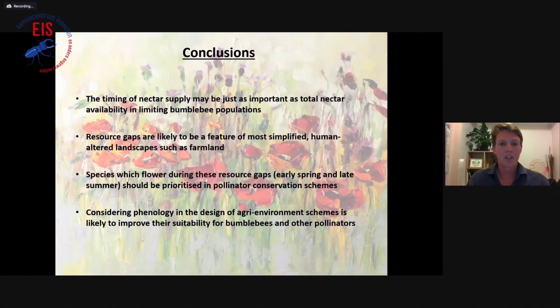So I'm just going to finish now with some conclusions and take-home messages. Hopefully some of this work has shown that the timing of nectar supply might be just as important in some cases as total nectar availability in limiting bumblebee populations. It's not just about how much you have available to you in terms of resources, but also when those resources are available and whether they're available at times which are useful to you as a bumblebee.